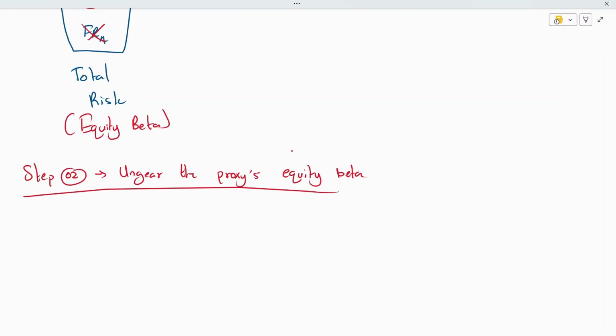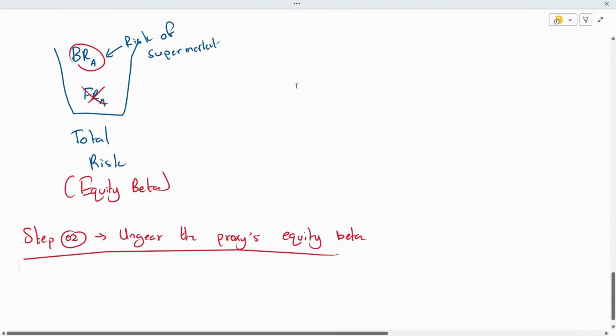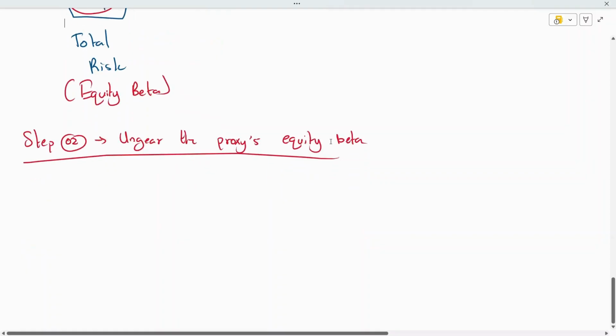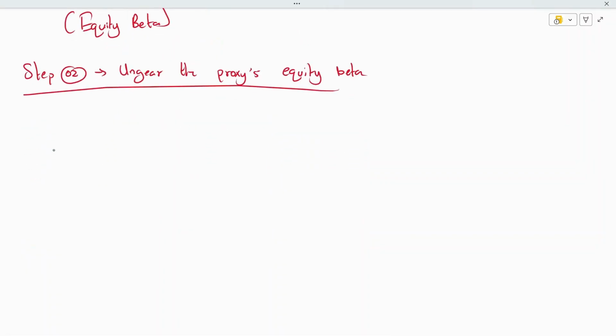Ungear the proxy company's equity beta. Ungear means remove the impact, remove the effect of gearing. Gearing meaning financial gearing. We are going to remove this financial gearing, we are going to remove this capital structure. So if you take it out, what is left?